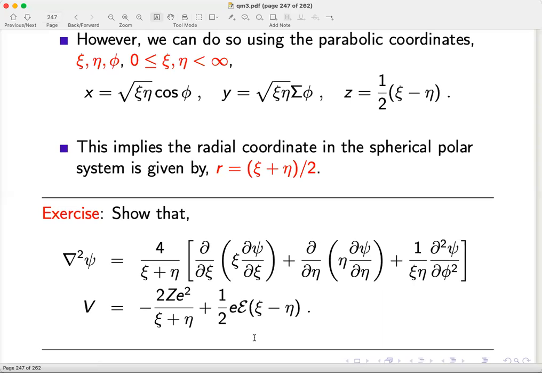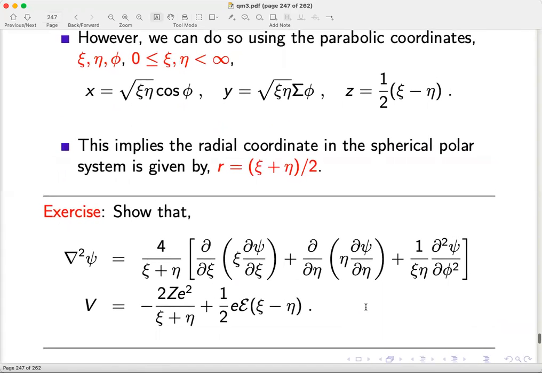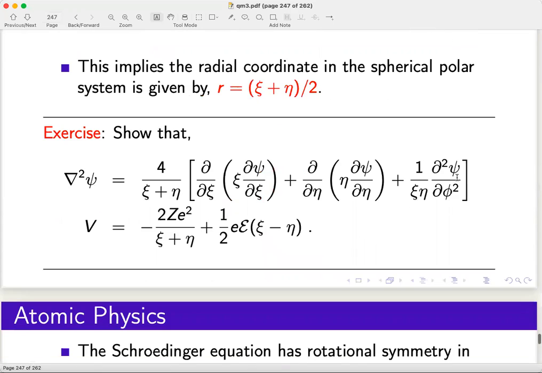The potential can be written in this form, which is kind of trivial. There is really no work, because R is equal to this and Z is equal to that. You just have to plug in. Fine. Any questions at this point? Hopefully you are still connected.